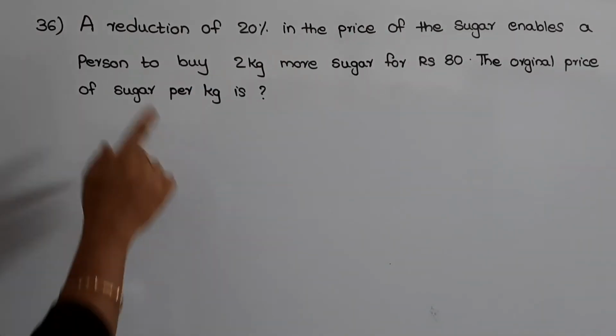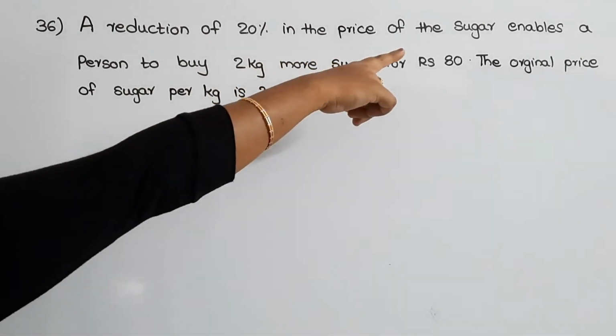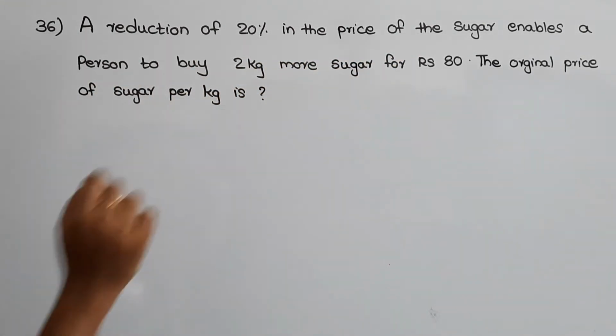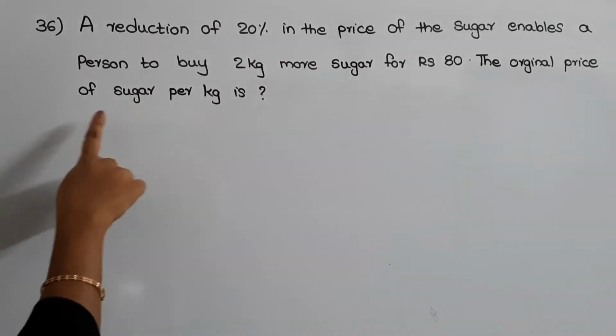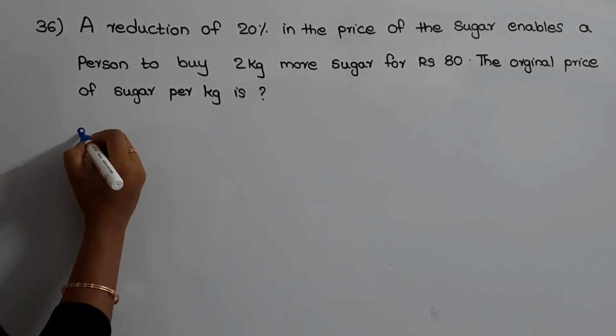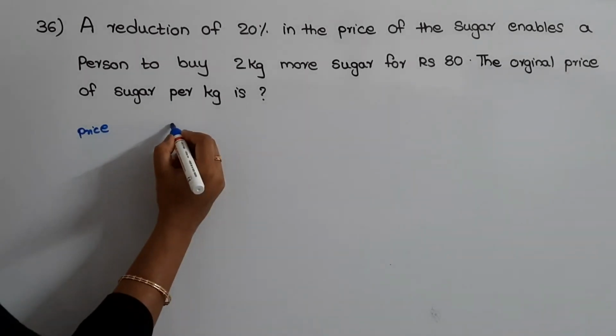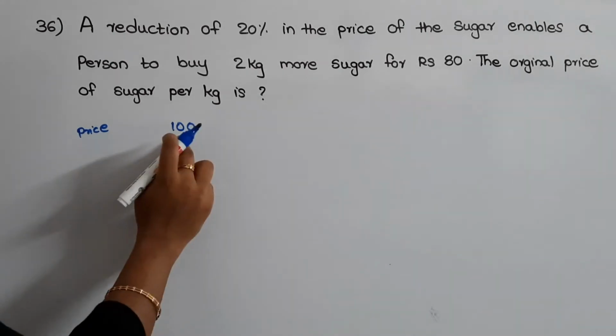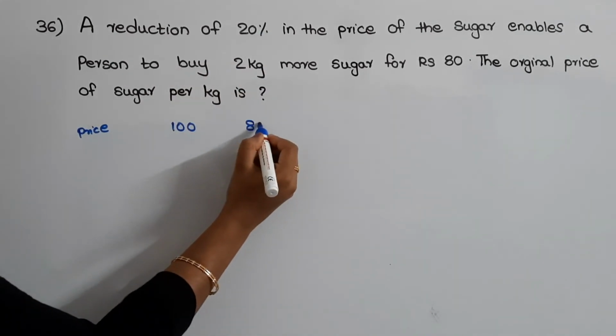The next question is, a reduction of 20% in the price of the sugar enables a person to buy 2 kg more sugar for rupees 80. The original price of the sugar per kg is. So in this question they are telling that the price of the sugar decreases by 20%. So let us consider the initial price of the sugar as 100. Then later the price will be 100 minus 20, that is 80.